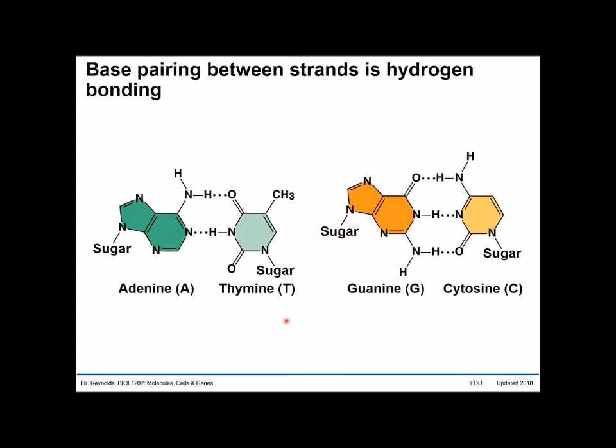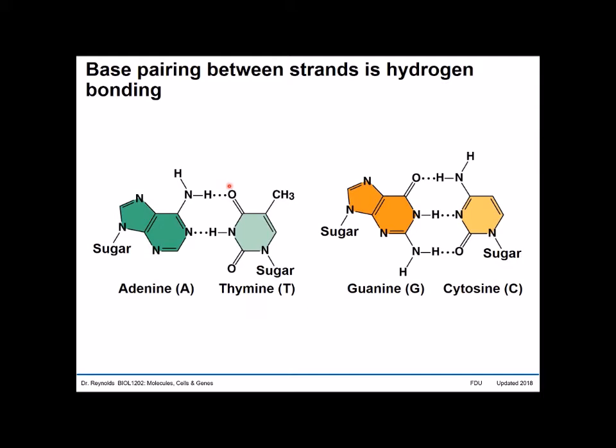Within the molecule and holding the two strands together are hydrogen bonds. Remember, we've talked about hydrogen bonds in the past, so make sure you go back and review and you understand exactly what these hydrogen bonds are. Here is the polar bond between nitrogen and hydrogen, or carbon and oxygen, which allows for the creation of these partial charges and the hydrogen bond attraction between them.